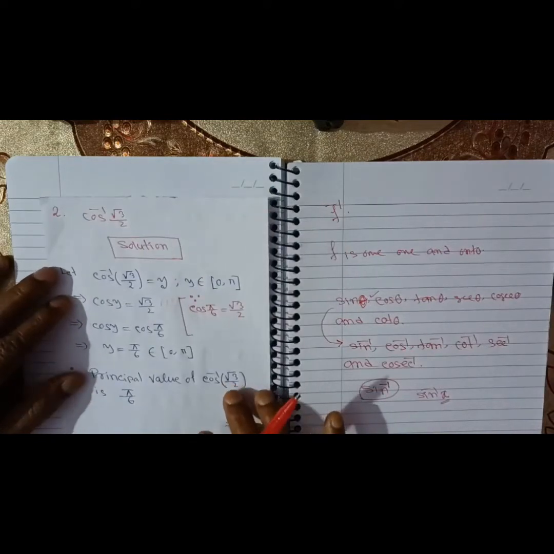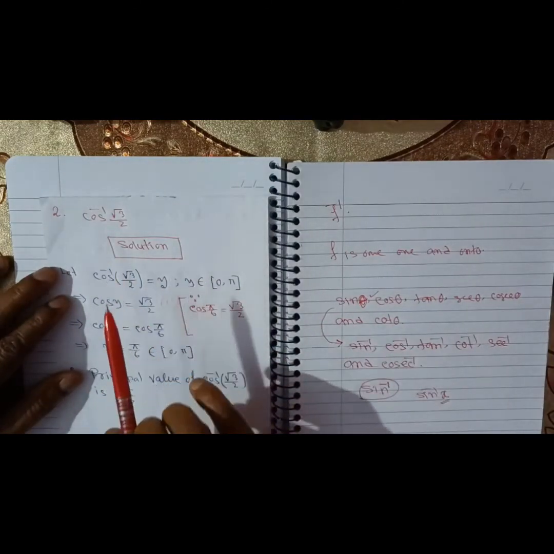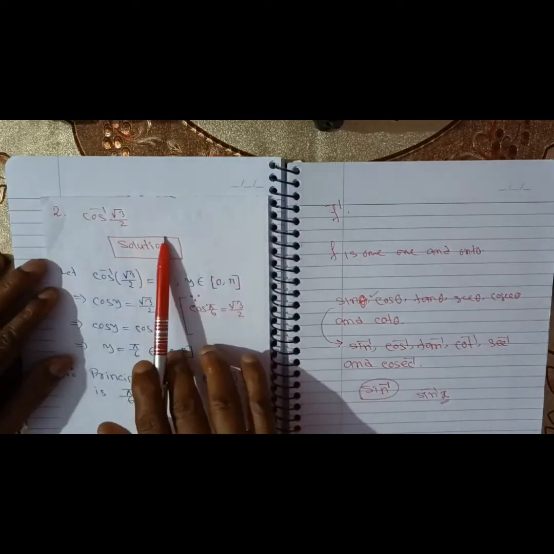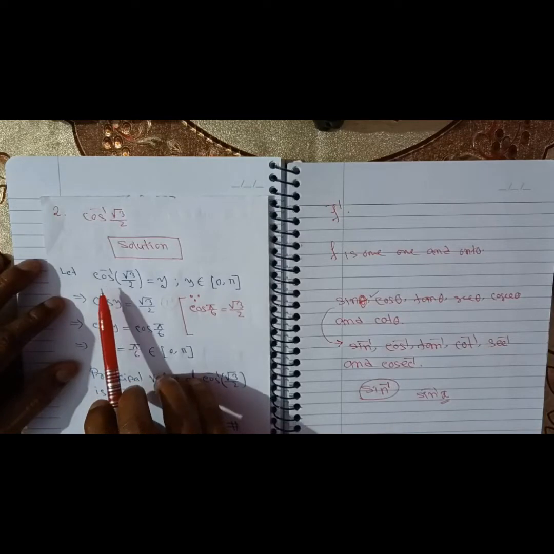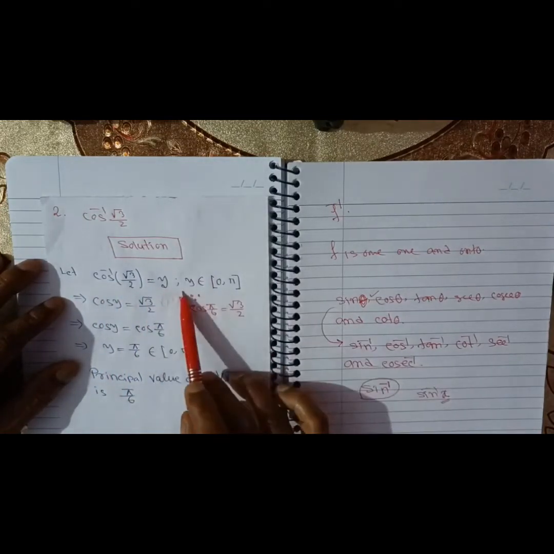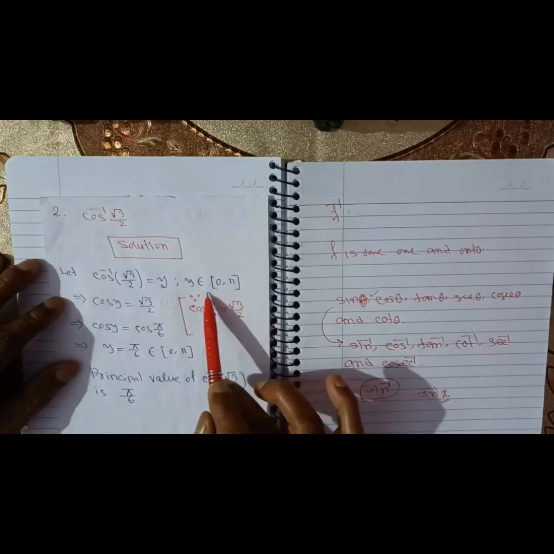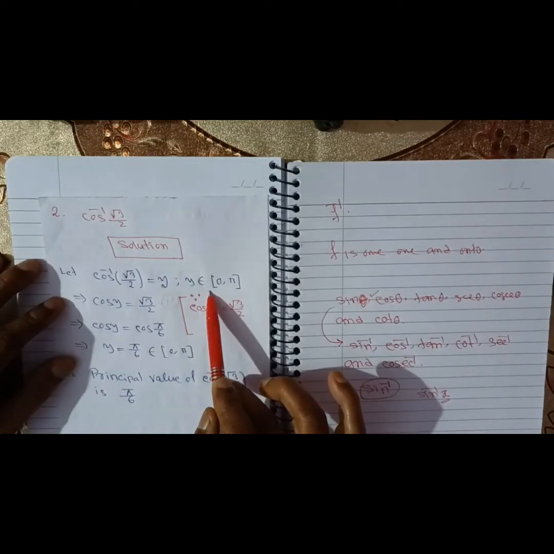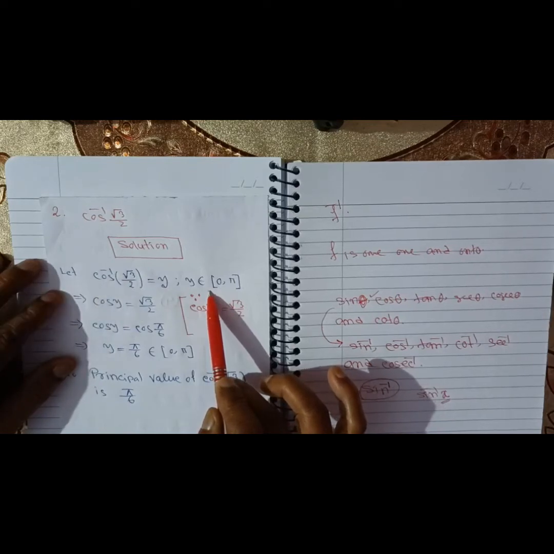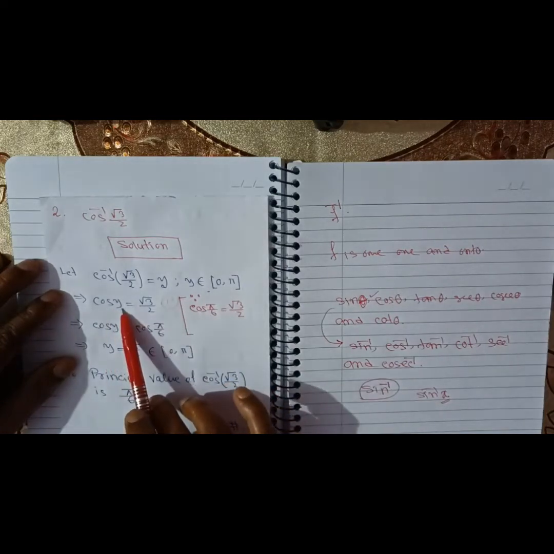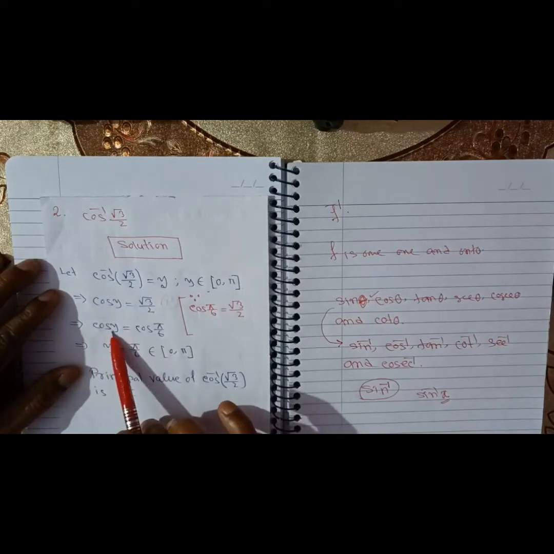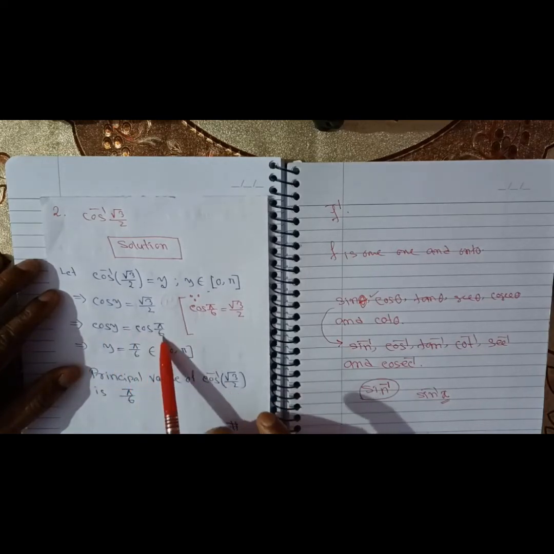It is given: find the principal value of cos inverse root 3 by 2. For the solution, we take cos inverse root 3 by 2 equal to y, where y belongs to 0 to pi. 0 to pi comes from the principal value branch, which is known as the range of cos inverse. This implies cos y is equal to root 3 by 2. This implies cos y is equal to cos pi by 6.